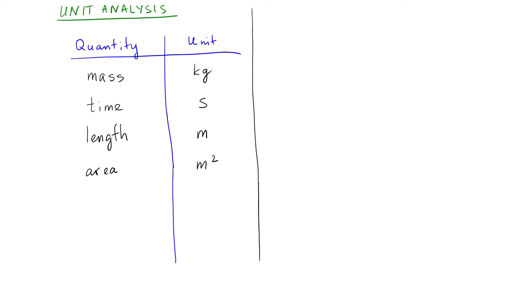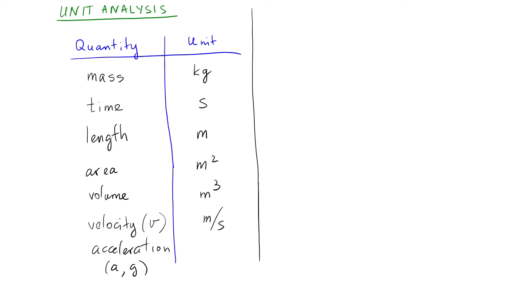Before we go ahead and do our first example, let me just give you some more quantities with their dimensions. Like volume, which is measured in cubic meters. Velocity, which we denote with the lowercase v, is meters per second. And acceleration, which we denote with a or g, is measured in meters per second squared.